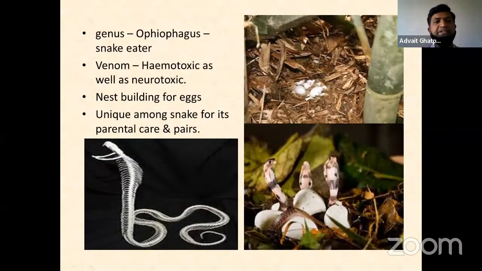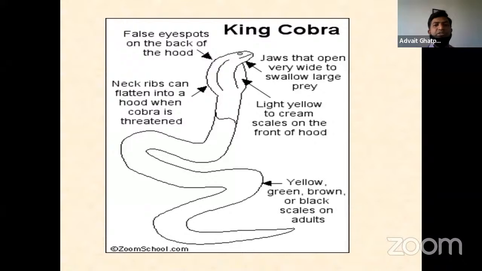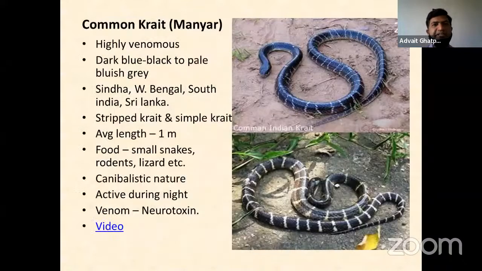Okay, therefore it is also cannibalistic nature, having venom, hemotoxic as well as neurotoxic आहे. आणि इतर सापांपेक्षा युनिक फीचर काय आहे की it is having parental care, आपल्या पिल्लांची काळजी घेतो तो, आणि पेयर्स मध्ये राहतो. Okay, this is king cobra. I am skipping the slide.